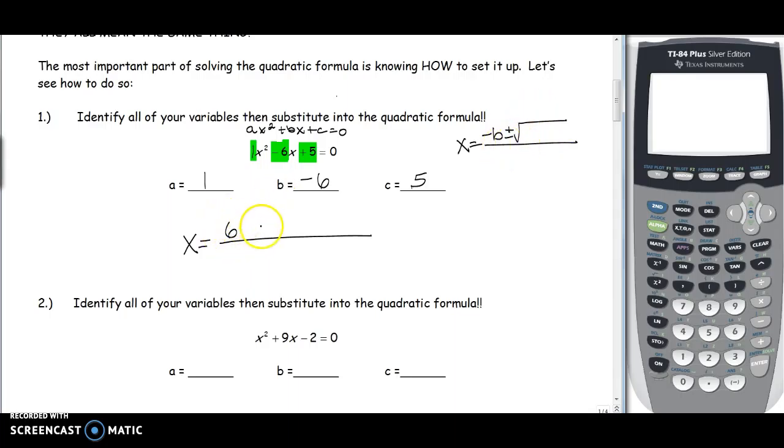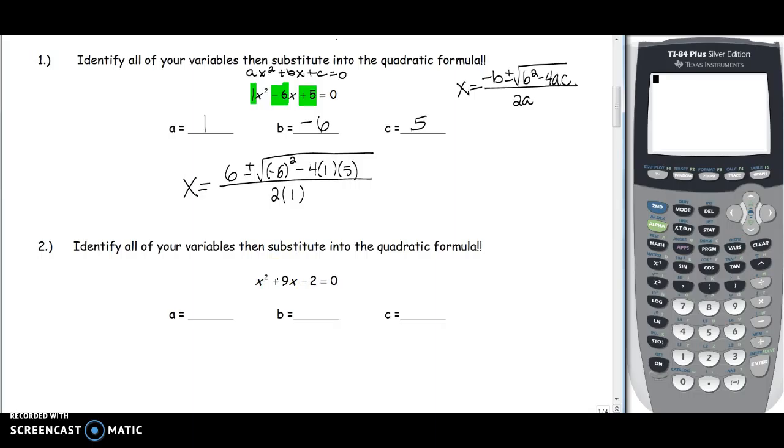That never changes. So your opposite of b plus or minus the square root of b squared. A lot of times when we substitute in, we put things in parentheses. It's very important we use these parentheses because we need to include the negative. So b squared, negative 6 squared, minus 4 times a times c. This is the formula I'm rewriting. Minus 4 times a, and if we look at our a value, we know it's 1, times c, which is 5. This is all over 2 times a, and a is 1. So this is how you set it up. Basically, all you are doing is taking your values of a, b, and c and putting them into the spots that they need to go.